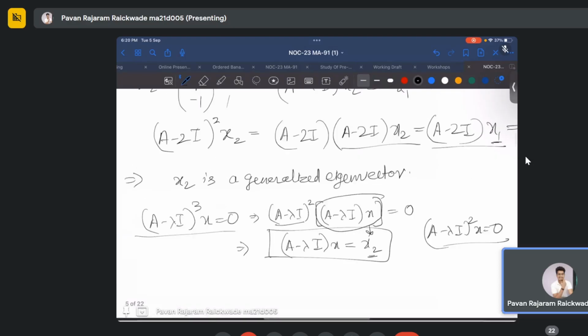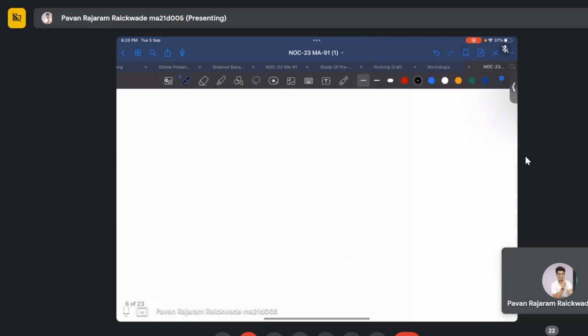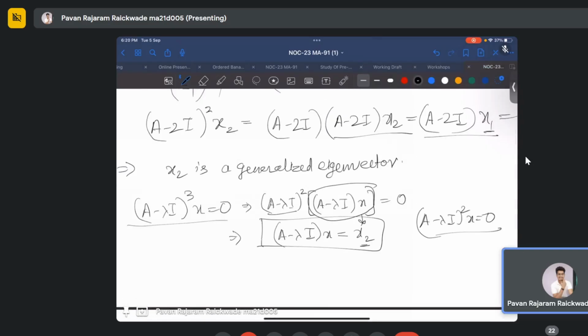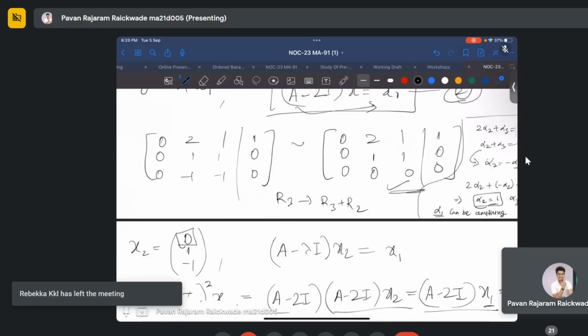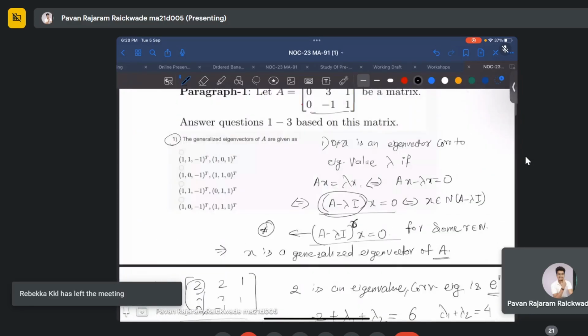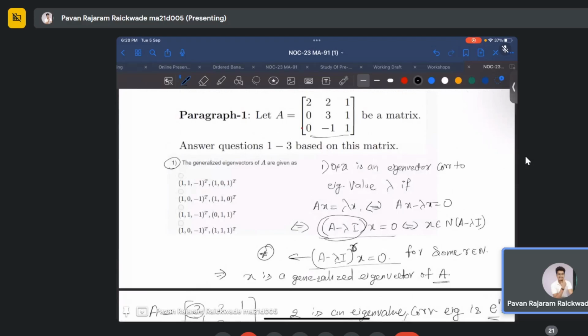Sir, we didn't understand this step. Can you show options? Yes. Here are the options.